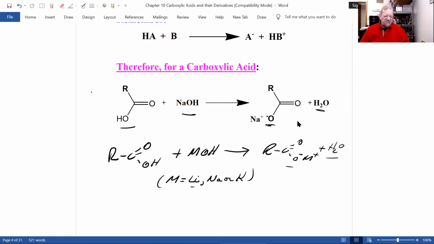So let's take a look at this reaction. Carboxylic acid plus a base, either lithium hydroxide, sodium hydroxide, or potassium hydroxide, gives me a carboxylate anion.